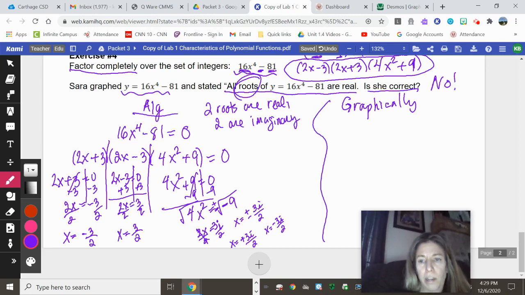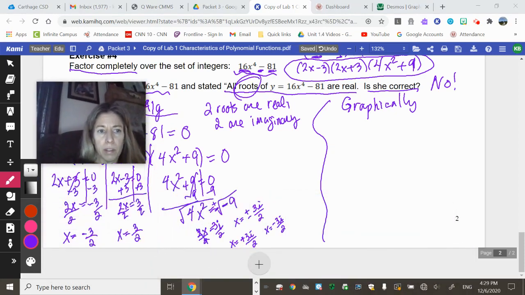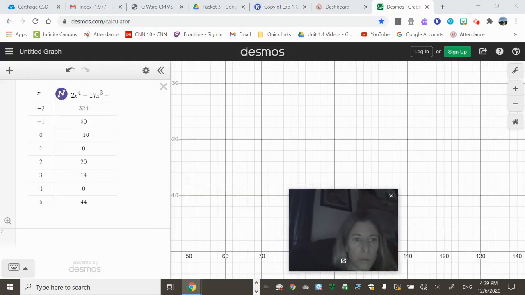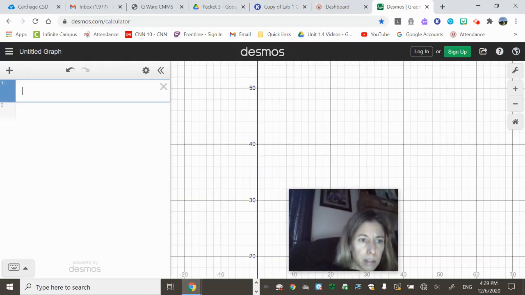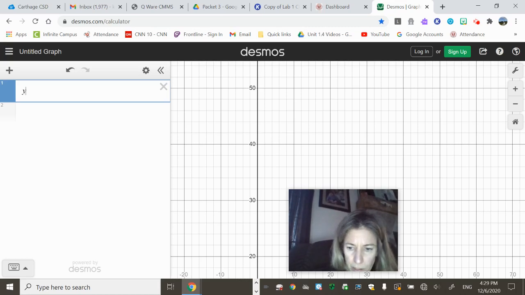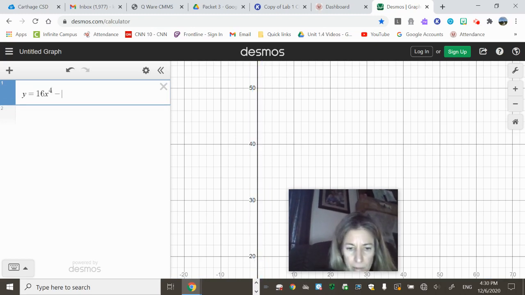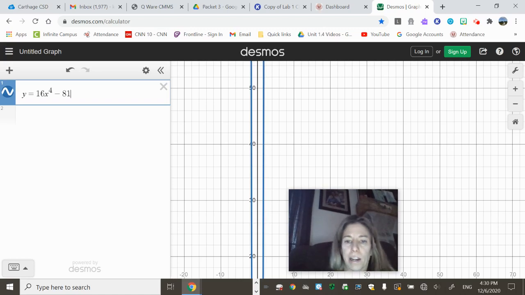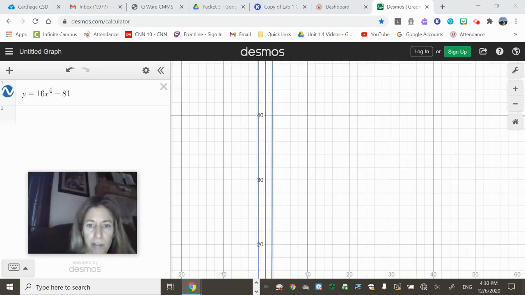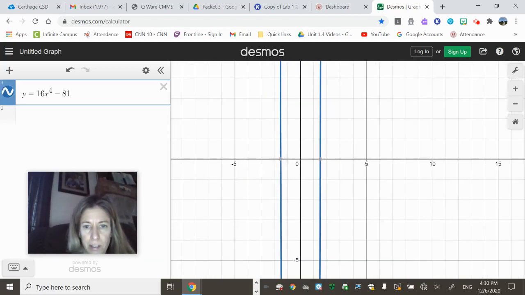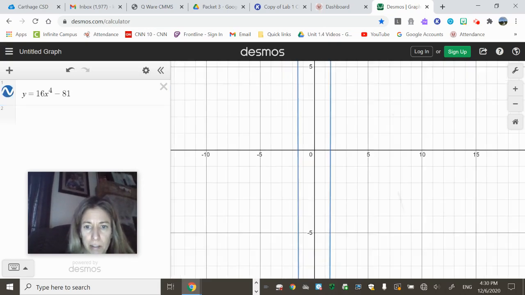All right, so I'm going to do a quick graphic solution to show you what it looks like. So I'm going to go to Desmos. I'm going to close that out. I'm going to type in y equals 16x to the 4th minus 81. Now this looks like 2 straight lines, but if I zoom out, I see it's going to cross the x-axis. You can see that negative 1.5, that's my negative 3 halves. This is my positive 3 halves.